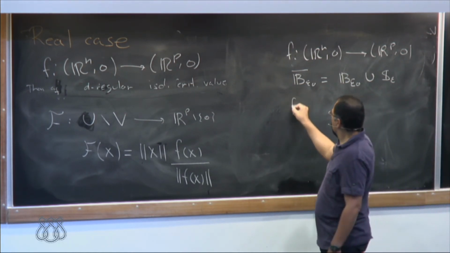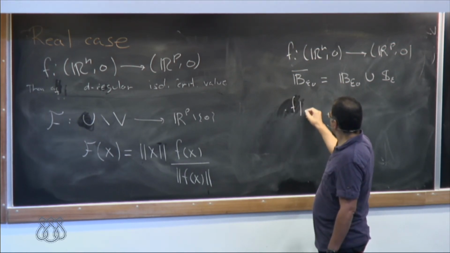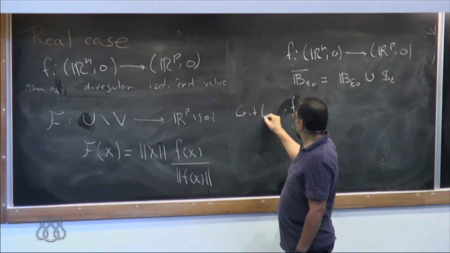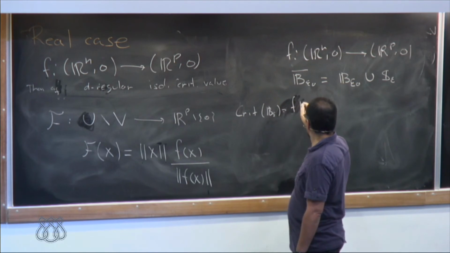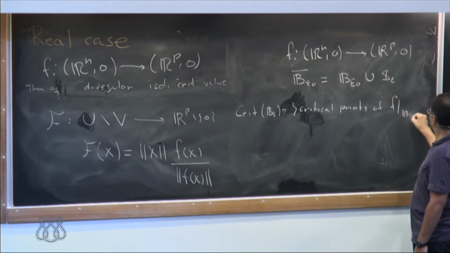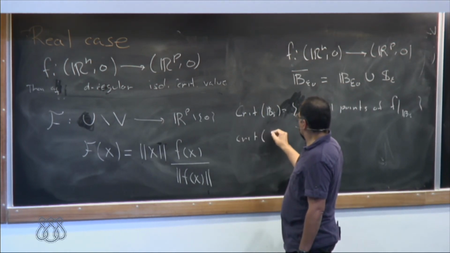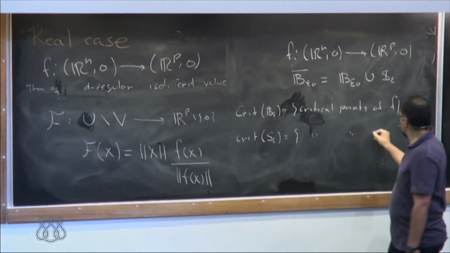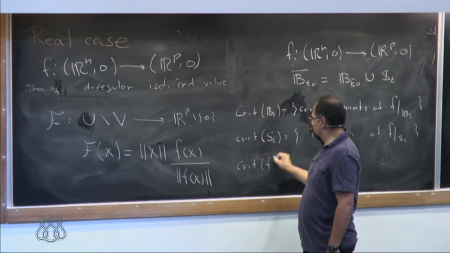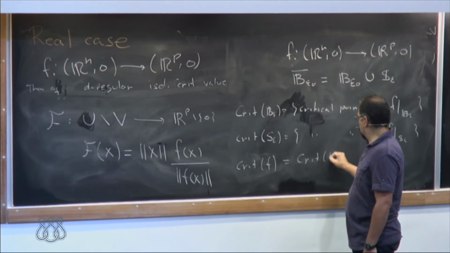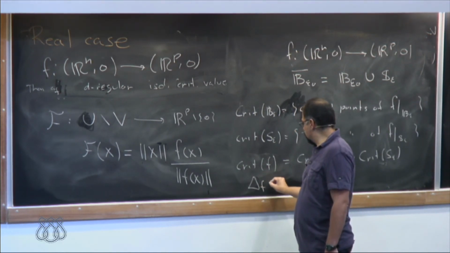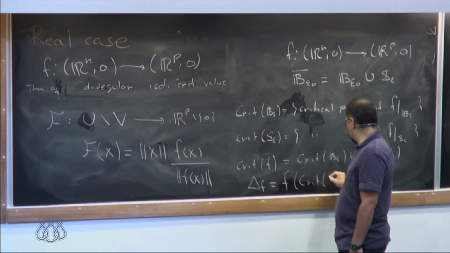And what we do is take the restriction to the interior and take the set of critical points, called critical points of the restriction to the interior. Now, again you get critical points, but now you restrict to the sphere. We call critical points of F just the union of both. And so the discriminant is just the image of this. Okay?